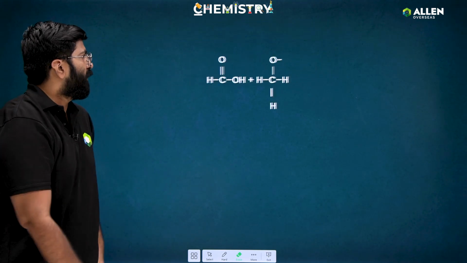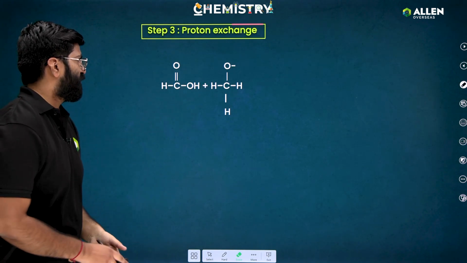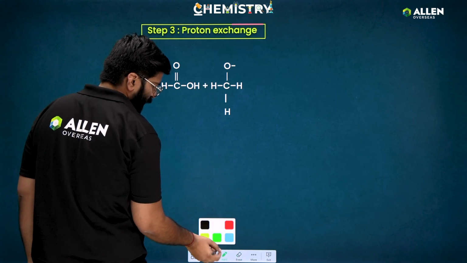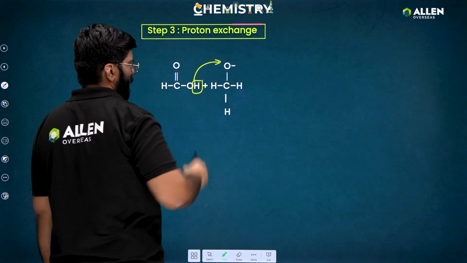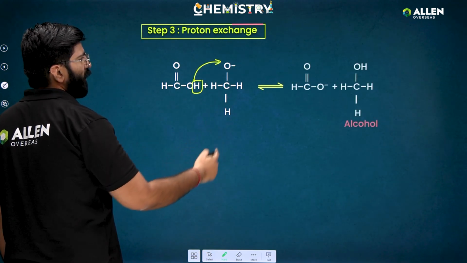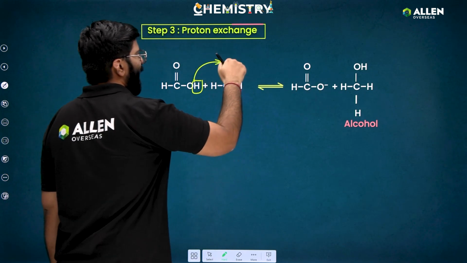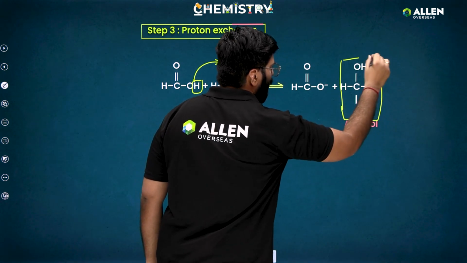Okay, so now the next. Once we have this, now there will be your proton exchange. How actually is your proton exchange going to happen? This hydrogen which you see over here will be transferred to this part. So now the compound will look something like this. So this will be removed, so there will be O minus, and over here this will be directly an alcohol. This part will be your directly alcohol.